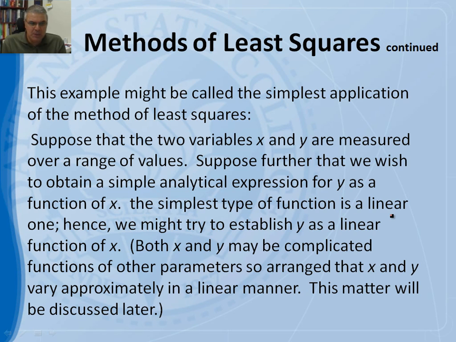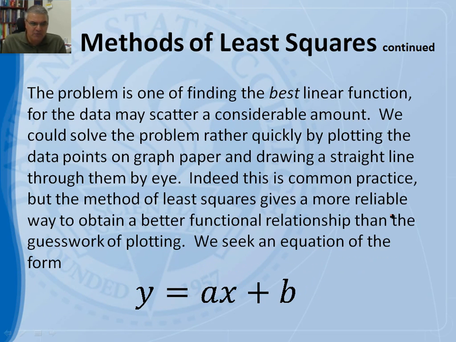So we might try to establish y as a linear function of x. As you can see, it's going to be y = a sub x plus b. And again, the problem is to find the best linear function for the data. These data could be scattered over a range with different deviations, and sometimes it's not easy to just do that.